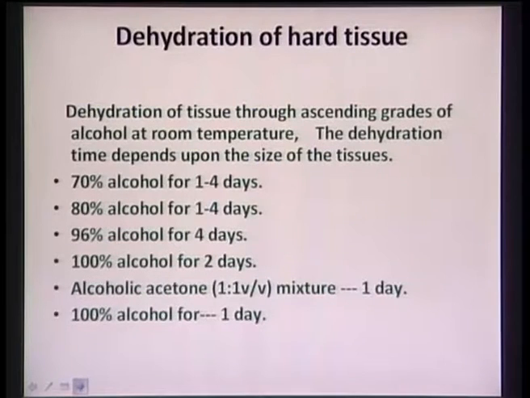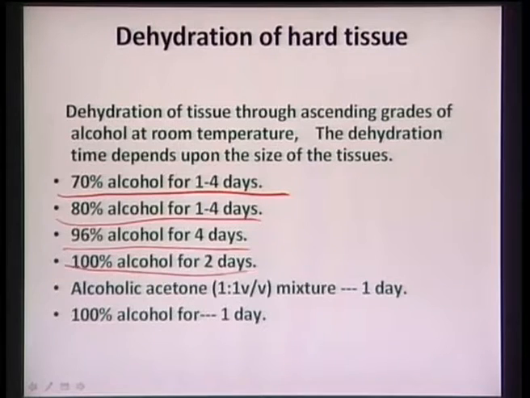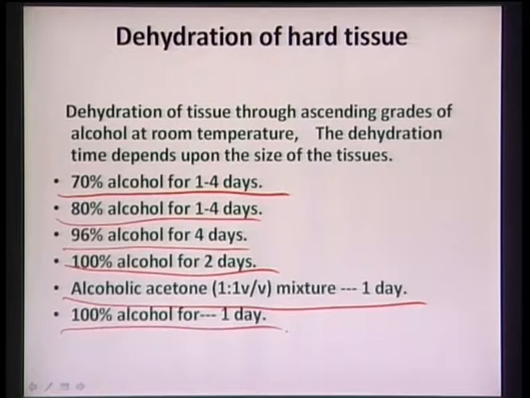Now, what is dehydration and how does it take place? For dehydration, you first use 70% alcohol for 1 to 4 days, then 80%, 96% and 100% alcohol for 2 days, then an alcohol acetone mixture, 1:1:1, for 1 day, and finally 100% alcohol for 1 day. That is the way you can dehydrate this entire tissue material interface sample.